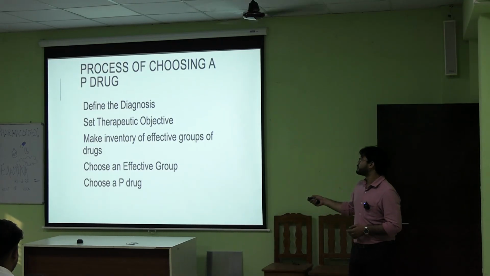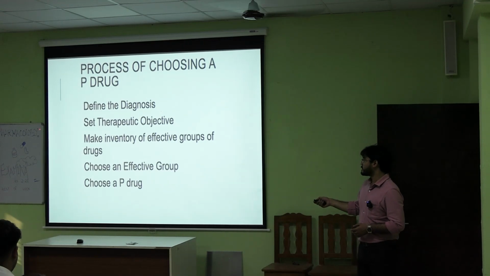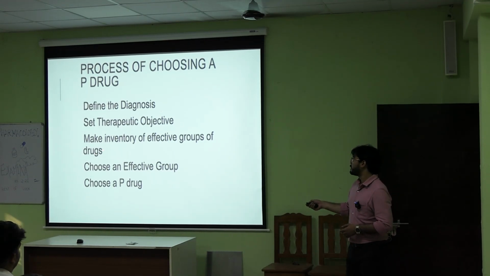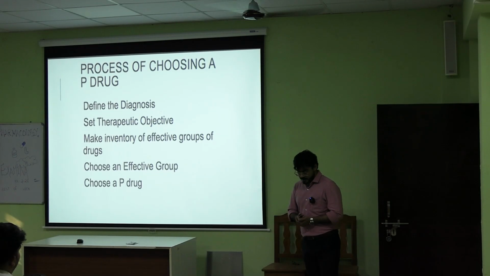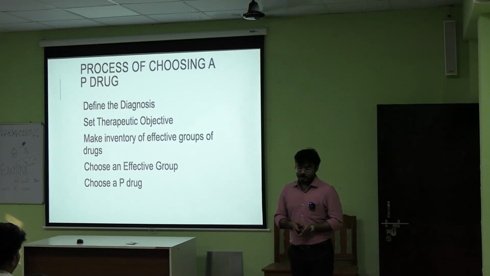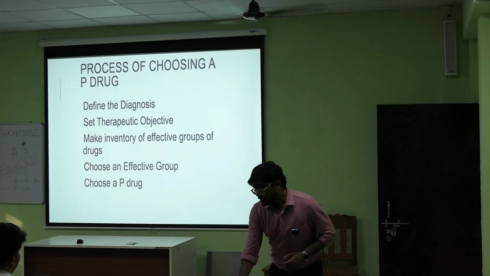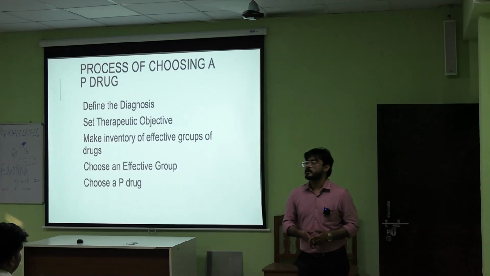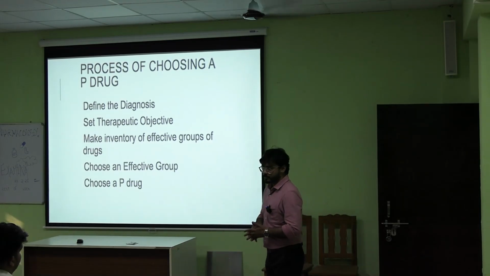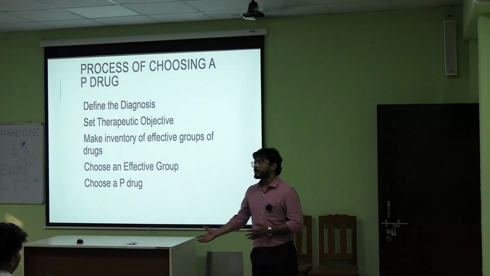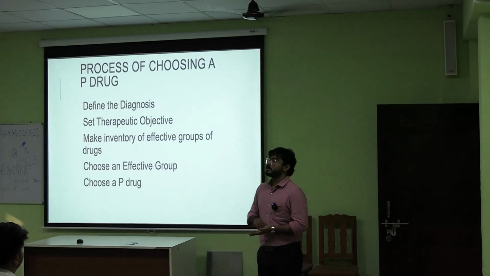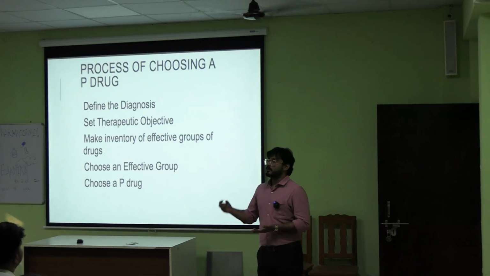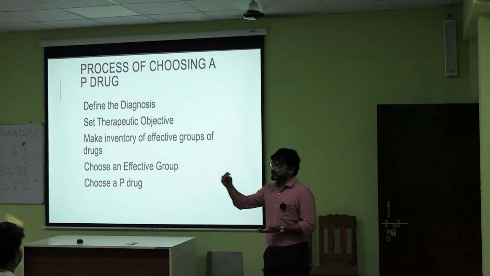Now, the process of choosing is defining the diagnosis, setting the therapeutic objective, making an inventory of the effective group of drugs, creating an effective group and choosing a P drug. Now, इसका मतलब क्या होता है? Now, how will you define the diagnosis? Before you define the diagnosis, you must know the pathophysiology behind the illness. ठीक है? If you know the pathophysiology, then you will know at which site the drug is acting upon.